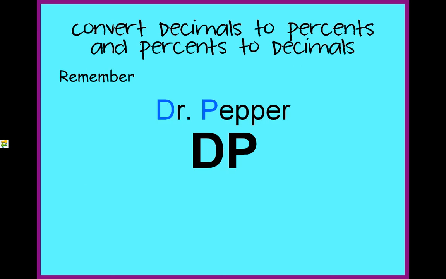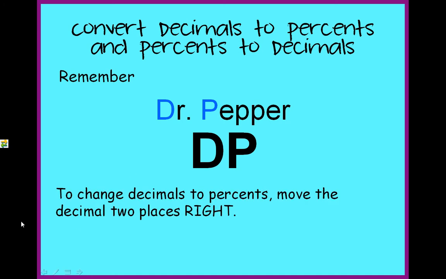Okay, this part is new. We're going to convert decimals to percents and percents to decimals. And whenever you do conversions like this, I want you to remember Dr. Pepper, where the D stands for decimal, and the P stands for percent. So whenever you're converting, all you're doing is you're just going to move the decimal place, which you're actually multiplying by 100 or dividing by 100 when you do this.